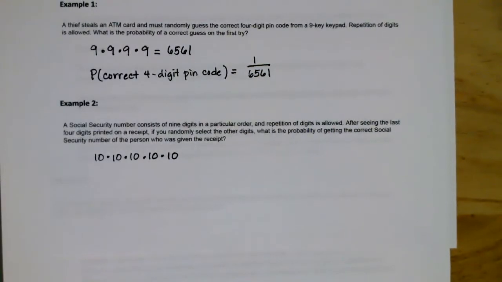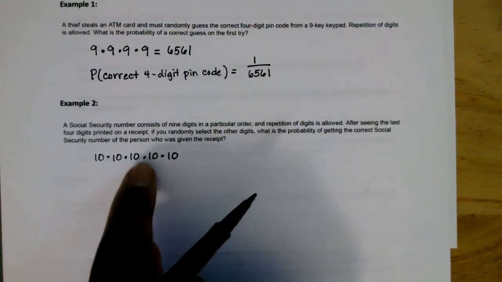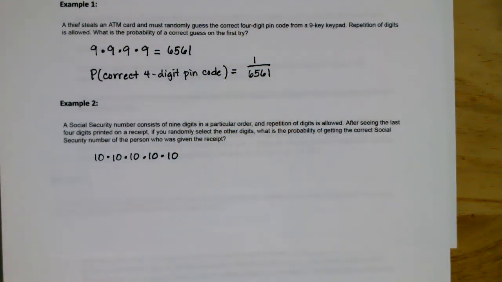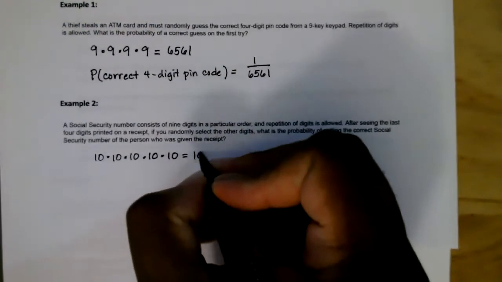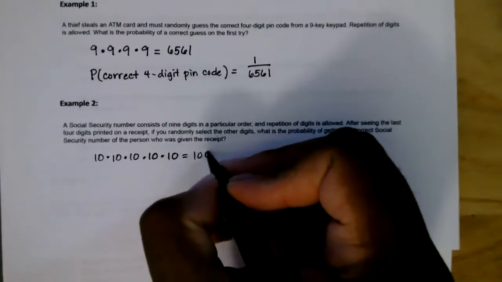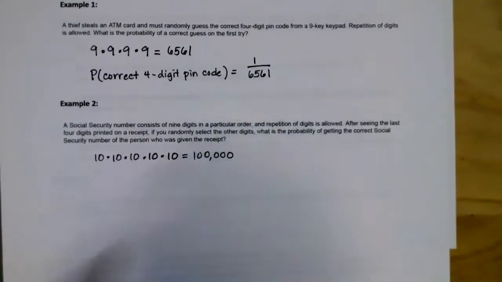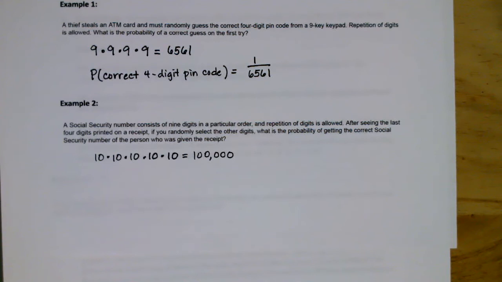Okay. We already know the last 4 digits of that person's social security number. To find the others, we have to multiply 10 times 10 times 10 times 10 times 10, or 100,000, because this is like 10 to the fifth. So 10 to the fifth is 100,000. So there's 100,000 ways of getting the social security number if we already know the last 4 digits of that social security number. But there's only one correct social security number there.